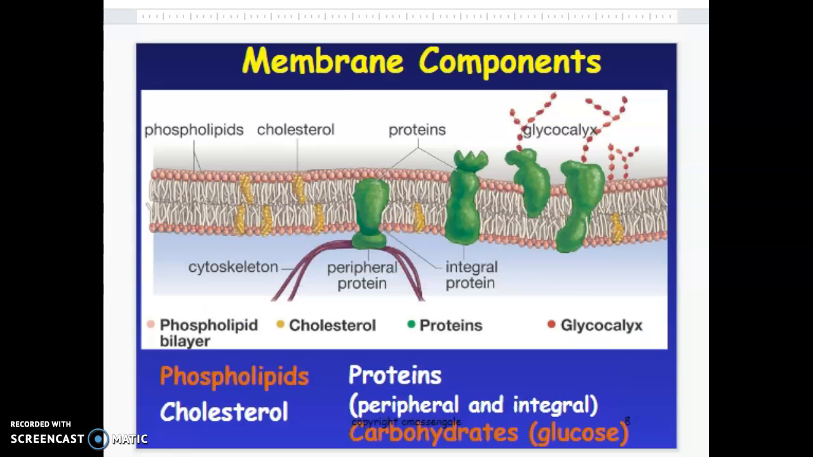There's another picture of them. Like I said, your cell membrane is made up of what are called phospholipids. They have a phosphate head and lipid tails. They also have embedded in them proteins to allow substances to move in and out of your cell also.